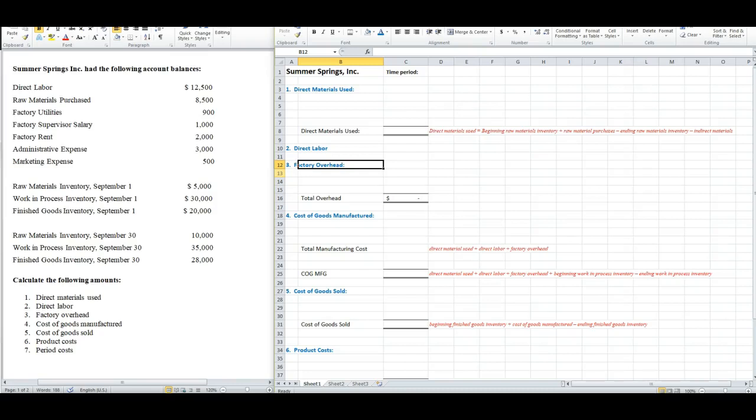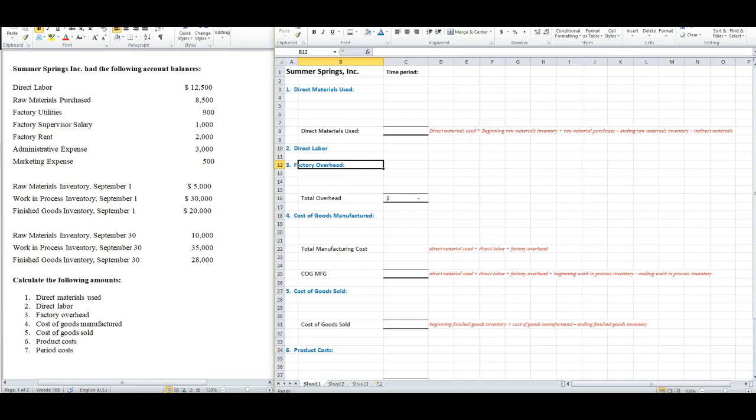Today's guided example comes from Chapter 1. In Chapter 1, we were talking about different types of costs a manufacturer might have. So for this example, we're going to look at Summer Springs Incorporated. We have a lot of information from them, from direct labor to raw materials purchased to inventories.